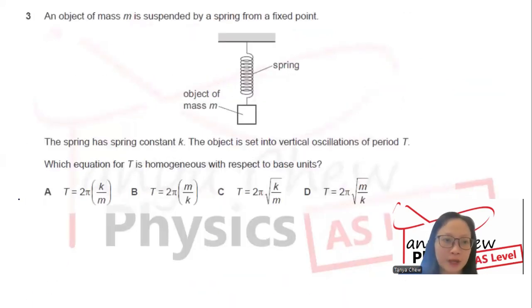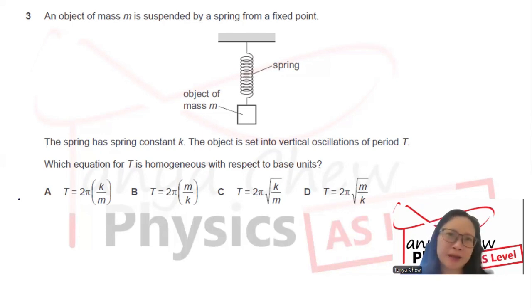Now, the next one. An object of mass M is suspended by a spring from a fixed point. The spring has spring constant k. The object is set into vertical oscillation, that is up and down, and the period of oscillation is T. Which equation for T is homogeneous with respect to base units? Because they have already mentioned that this equation must be homogeneous, right?